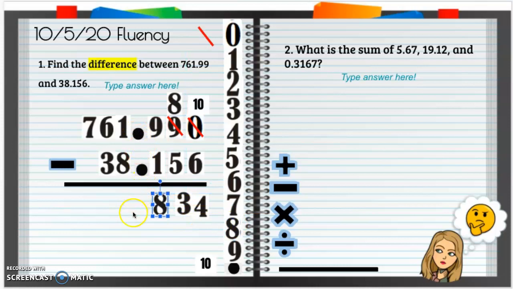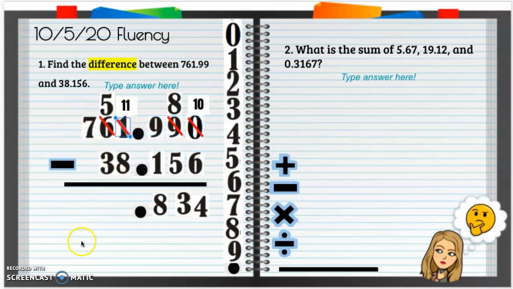What do I do with that decimal? Drop it like it's hot. All right, 1 minus 8, we can't do that. So the 6 needs to become a 5, to make that 1 an 11. There we go.